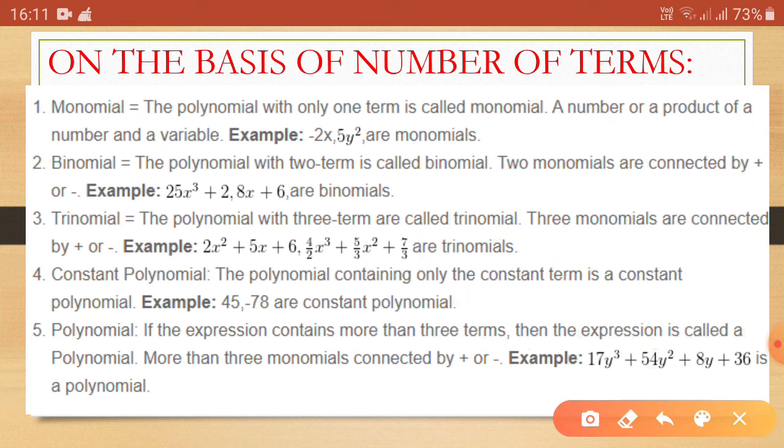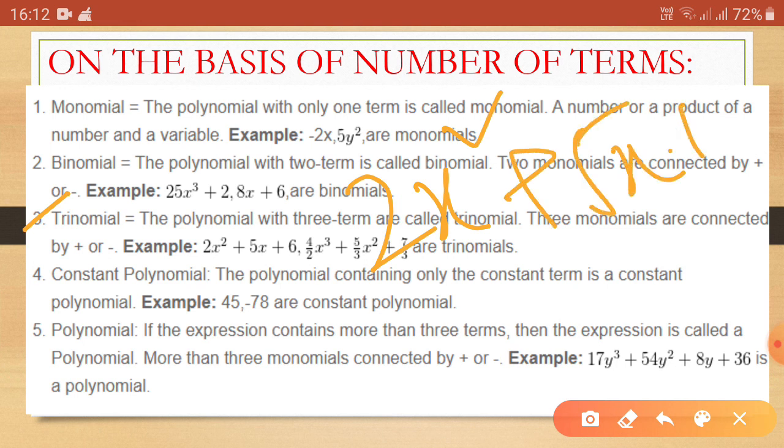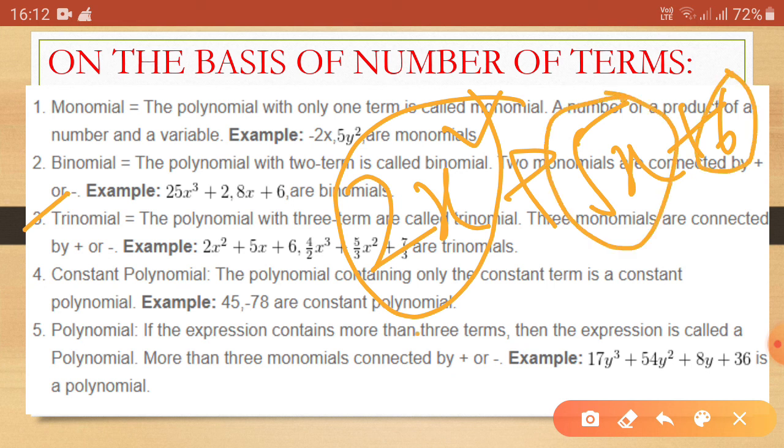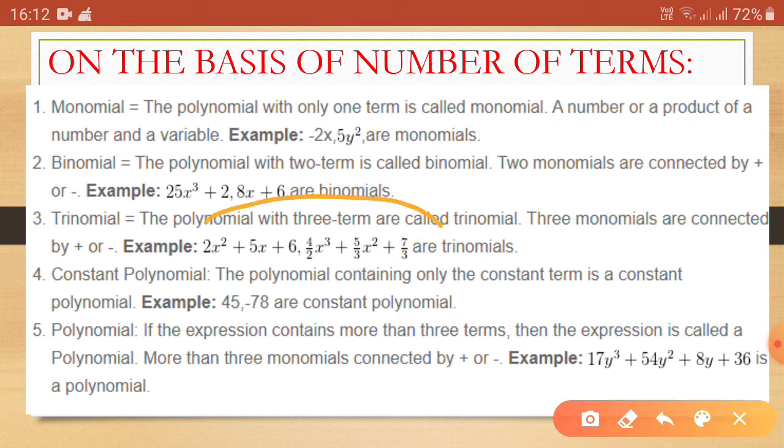Okay, next is trinomial. We call it a trinomial when the polynomial has only three terms. Suppose 2x square plus 5x plus 6. So here one term is 2x square, another term is 5x, another term is 6. Okay, all these terms are combined together with the addition sign, so it is known as the trinomial. Okay, so you can see all these examples of trinomials.